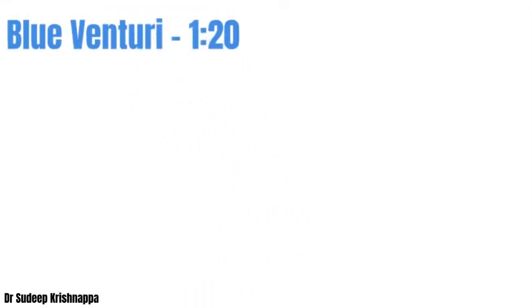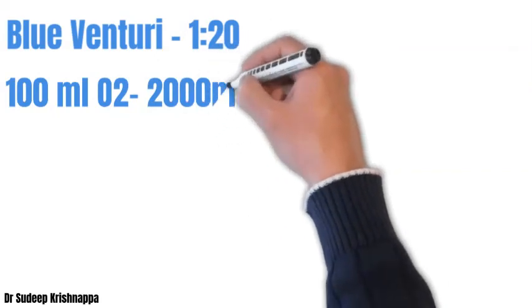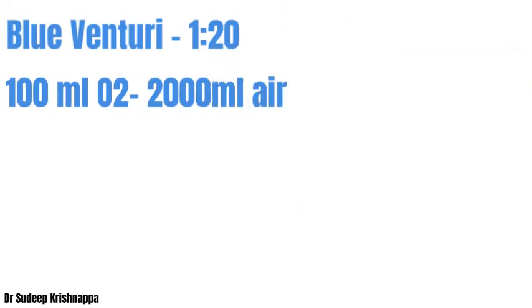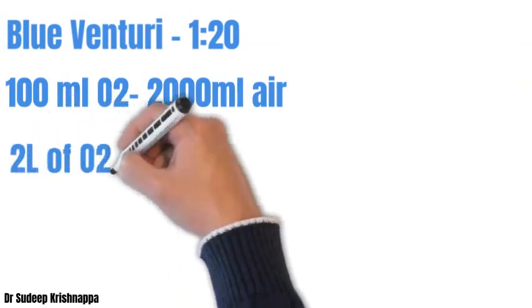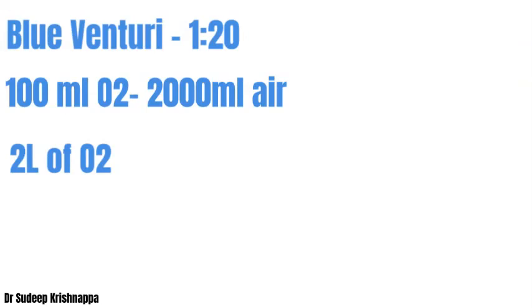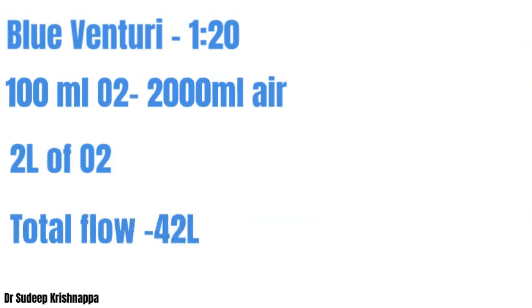A blue venturi has an entrainment ratio of 1:20. That is, for each unit of oxygen flowing through the venturi device, 20 units of room air would be entrained. So 100 ml of oxygen flowing through would entrain about 2000 ml of air. So with the recommended flow rate being 2 liters of oxygen, another 40 liters of room air would be entrained, thereby generating a total flow of 42 liters.